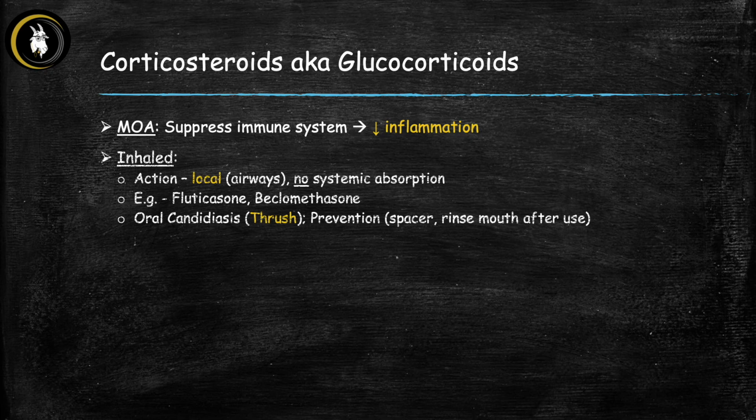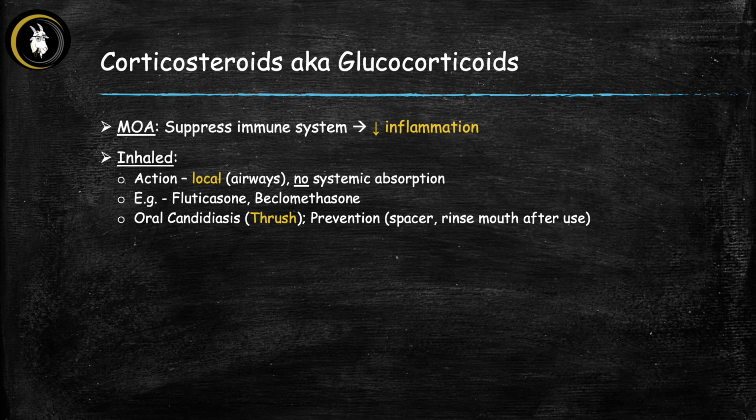Now, the corticosteroids are classified differently than the bronchodilators, not by duration of action, but by route of administration. And the more commonly used are the inhaled corticosteroids. These usually come as an inhaler, so their effects are localized to the airways, not systemic, just like we saw with the bronchodilators. And the two common drugs here to know are fluticasone and beclomethasone.